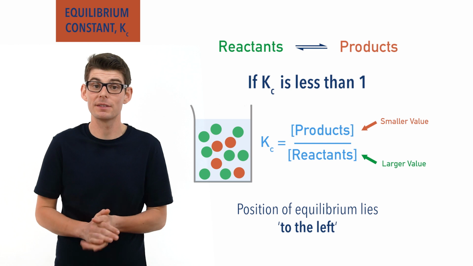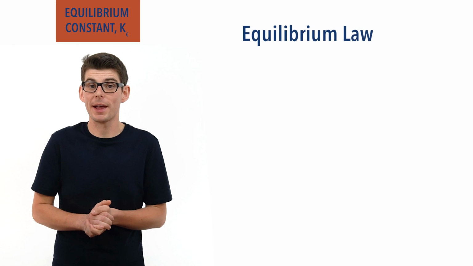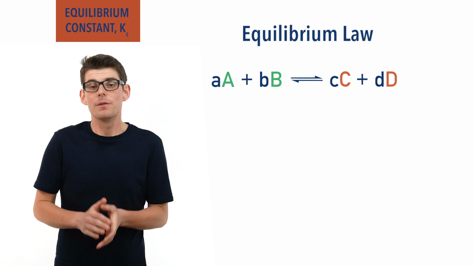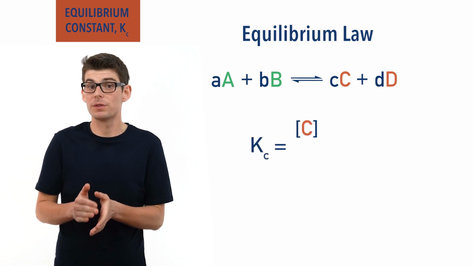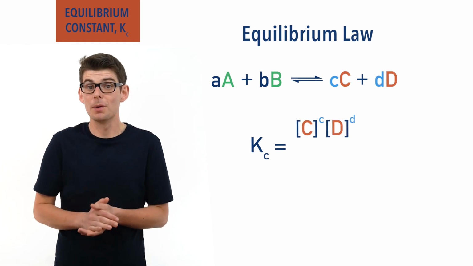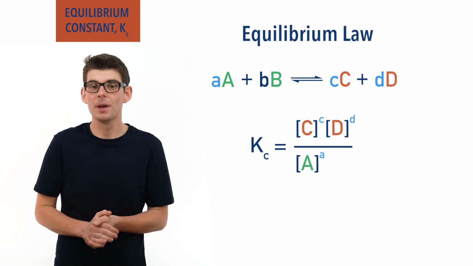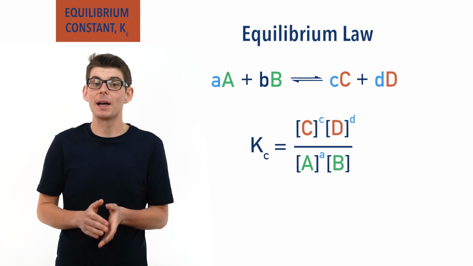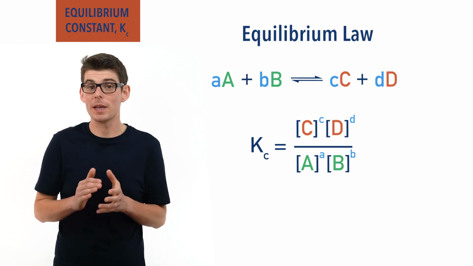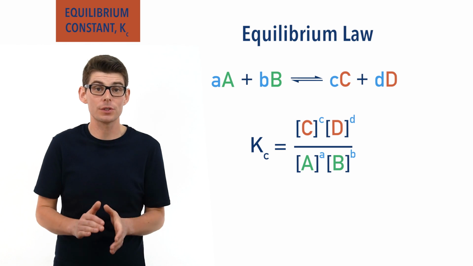This can all be summarized in a general form called the equilibrium law, where for a general reversible reaction such as A plus B forming an equilibrium system with C and D, the Kc expression would be concentration of C to the power of its molar ratio times concentration of D to the power of its molar ratio, divided by concentration of A to the power of its molar ratio, times by concentration of B to the power of its molar ratio.